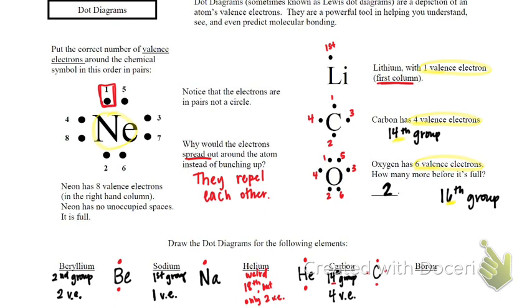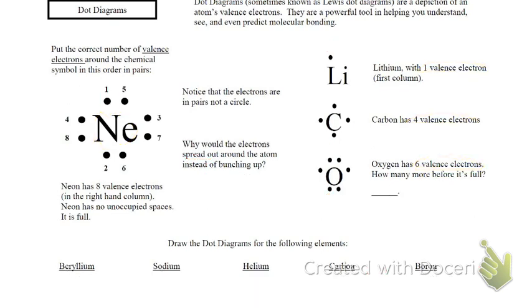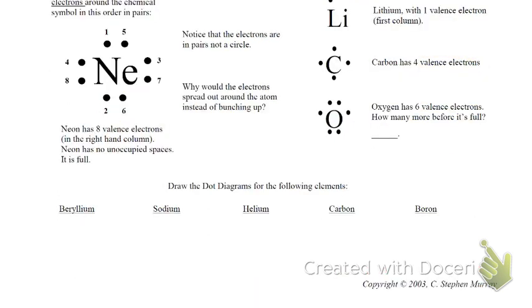And then boron. 13th group, 3 valence electrons. 1, 2, 3. Okay. It's fine. Questions about drawing dot diagrams? Okay, on the back of this page, we're also talking about ions.